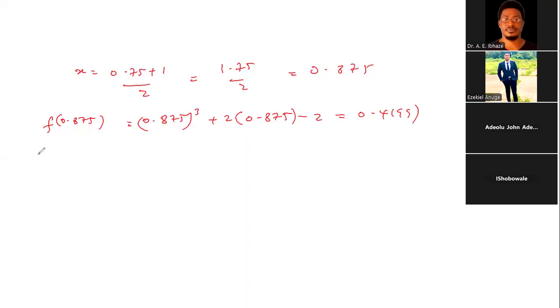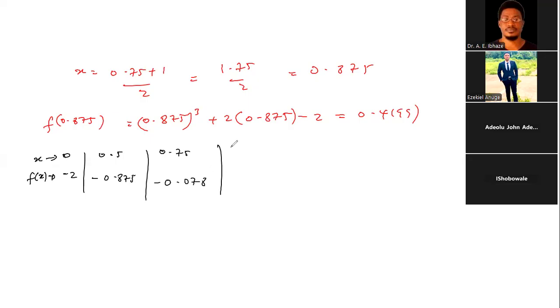Now, when we plot, let us pull up this detail so far. At 0, f of x is minus 2. At the next point, 0.5, we got minus 0.875. Then at 0.75, we got minus 0.078. Then at 0.875, we got a positive value, 0.419.